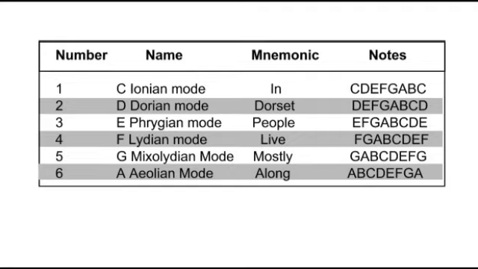Mode 6 of the C major scale is the A Aeolian mode. Our mnemonic now reads, In Dorset People live mostly along, A for along, reminding us of A for Aeolian. The notes are A, B, C, D, E, F, G, A, being notes 6 to 13 in the C major scale.